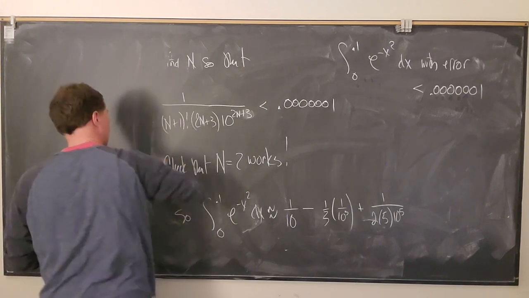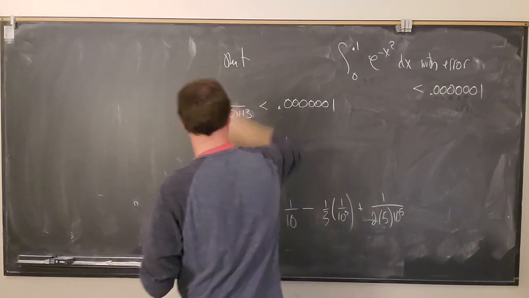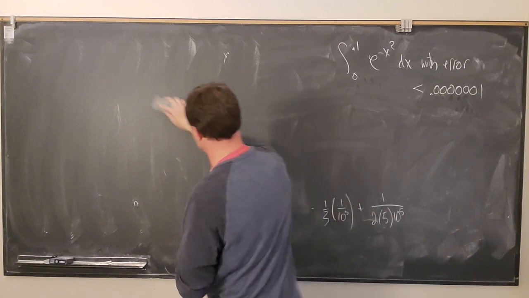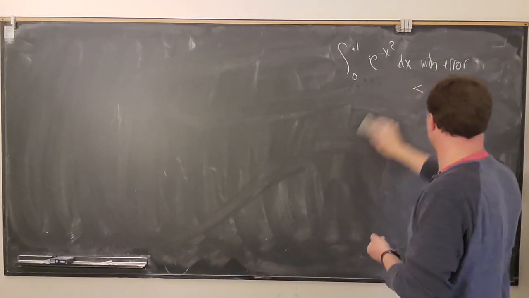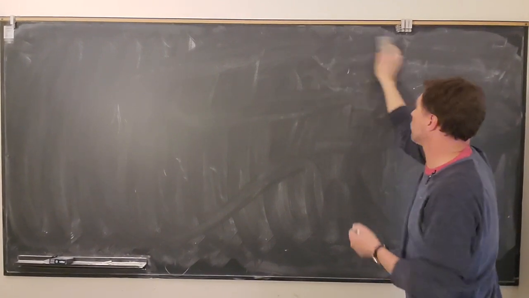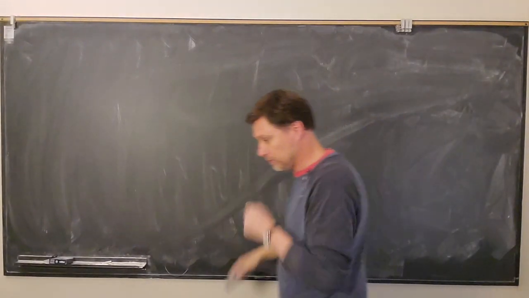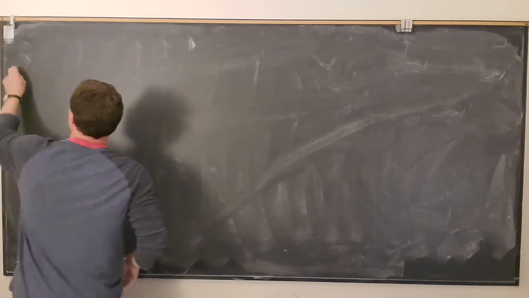A couple more examples. So here's another reason that you might want to know about Maclaurin series, because it will allow you to approximate definite integrals that you would not be able to compute using antiderivatives. You just can't do it. So let's look at a couple more examples.